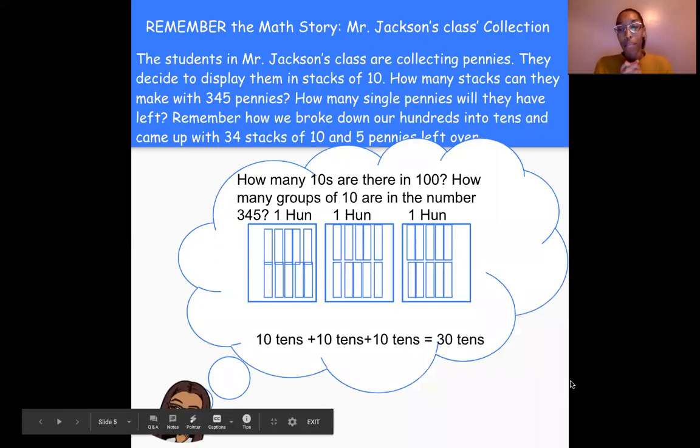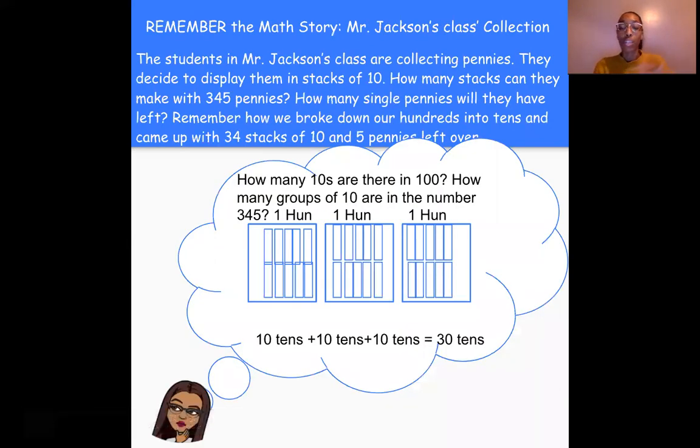All right, so remember our math story. You had it on the Savvas, and we also did it in class on the worksheet. Mr. Jackson's class were collecting pennies. They decided to display them in stacks of 10. How many stacks can they make with 345 pennies? How many single pennies will they have left? Remember how we broke down our hundreds into those tens? And then we came up with 34 stacks of 10 and 5 pennies left over?